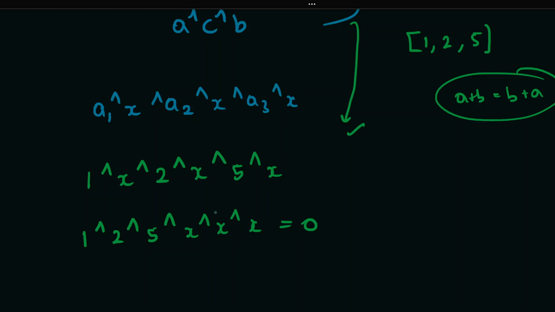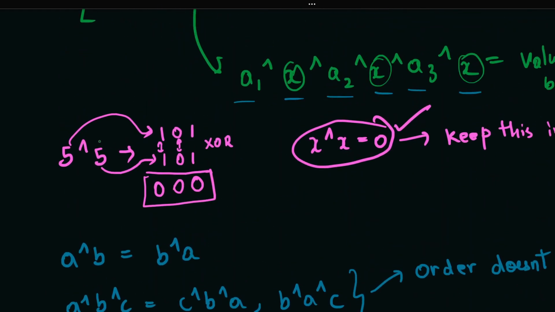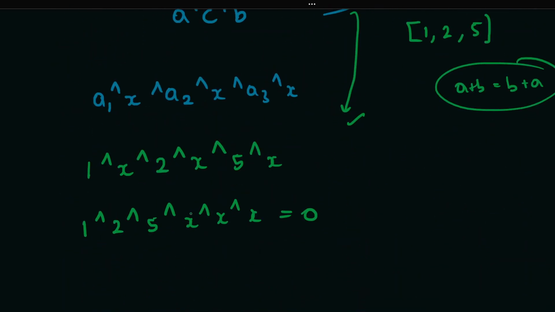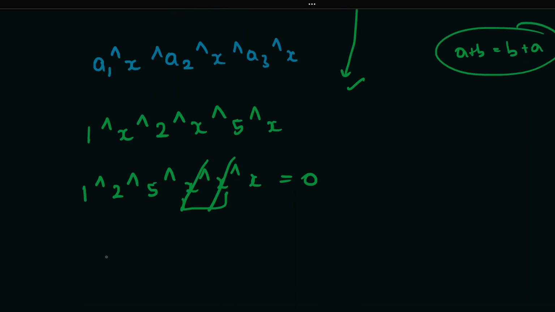Correct? Now, as property 1 suggests, x XOR x is 0. So x XOR x is 0 again. What I can do is cut these down, because x XOR x is 0 anyways. So now what am I having here? 1 XOR 2 XOR 5 XOR x is equal to 0.